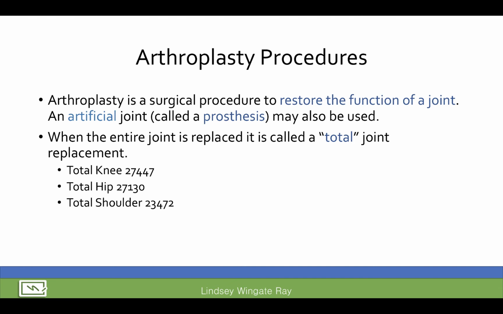Let's first talk about arthroplasty procedures. A lot of the codes in the musculoskeletal system are the same, but just on different body parts. So we won't go section by section for a lot of these. An arthroplasty is a surgical procedure to restore the function of a joint. An artificial joint, called a prosthesis, may also be used. When the entire joint is replaced, it's called a total joint replacement. A total knee is 27447, a total hip is 27130, and a total shoulder is 23472.